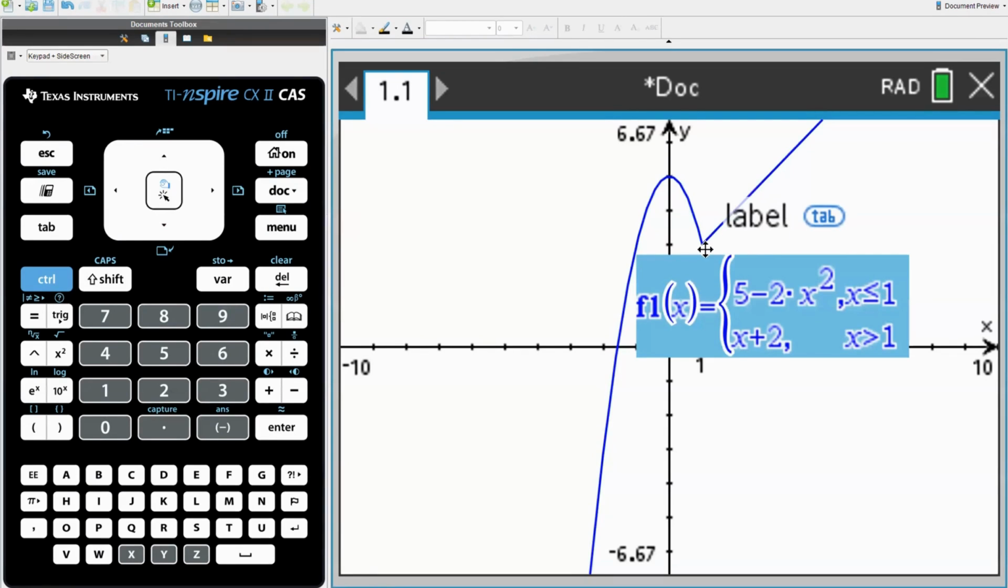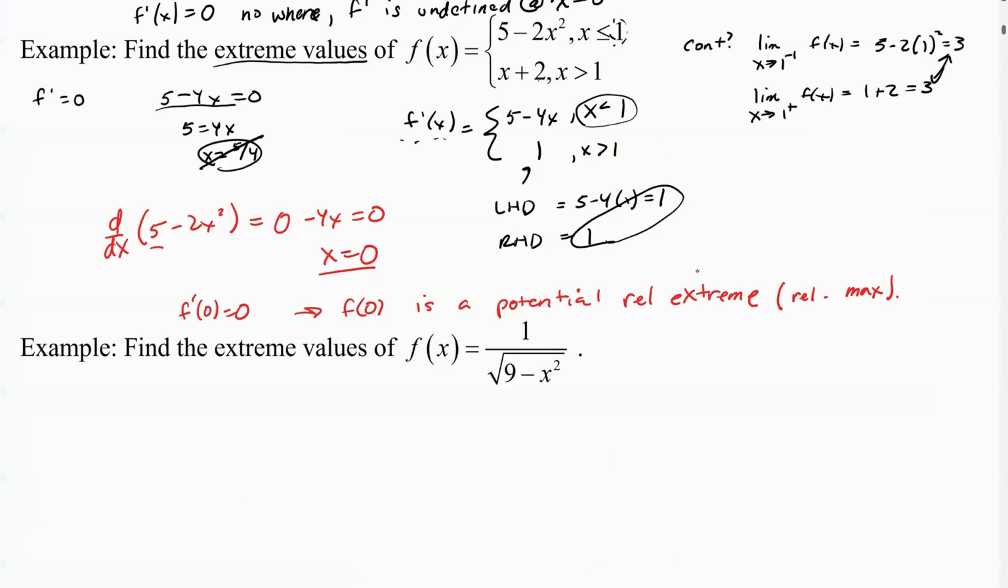Look at that, that's clearly a corner there. There seems to be a lack of a derivative there. How did I get the two derivatives equal to each other? Oh, back to that same old mistake. That 5 should be a big old 0. The left-hand derivative is -4. The right-hand derivative is 1. So f of 1 is a potential relative extreme.